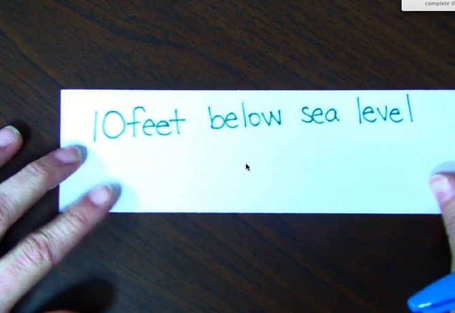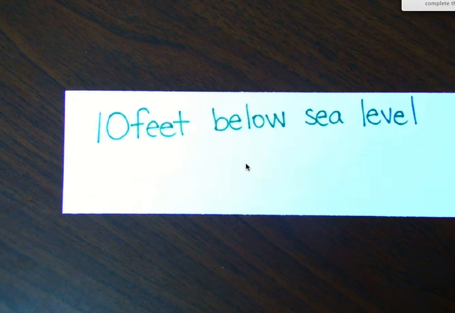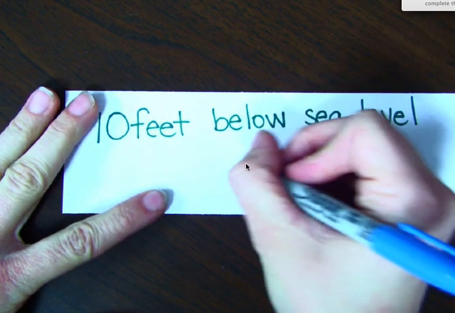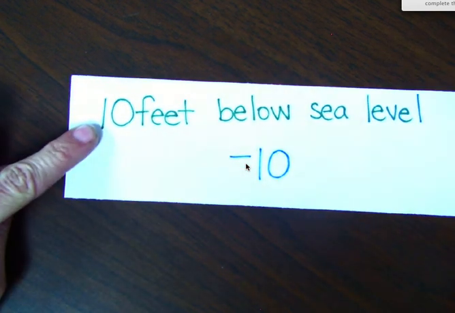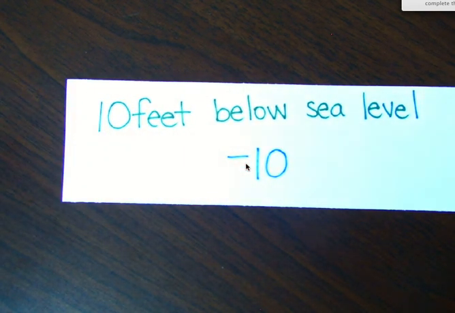Right, let's look at one more. This is 10 feet below sea level. Some cities are below sea level. So 10 feet below sea level, below tells me that it's going to be below 0. Sea level is 0. So below is a negative, and our value is 10. So it's a negative 10 is below sea level.